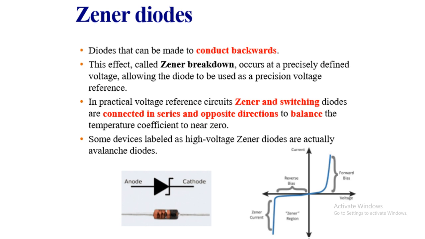Some devices labeled as high voltage Zener diodes are actually avalanche diodes. Its real life picture is shown here, and the IV characteristics in Cartesian coordinates are on the right.